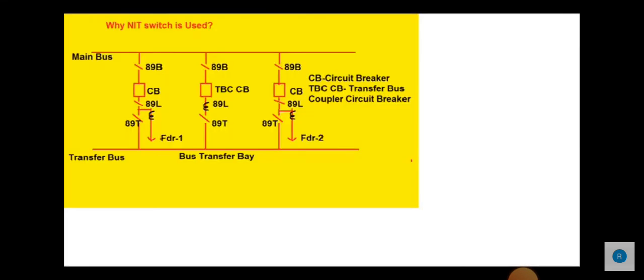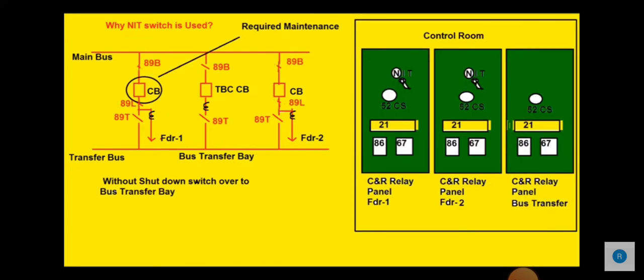Now, to understand the uses of the NIT switch, let us take a simple example as shown in this single line diagram. Here are 2 feeders and one bus transfer bay. There is one main bus and one transfer bus. Feeder 1 is supplying power through closing of 89B and 89L and closing of the circuit breaker of its own bay. 89B is the main bus side isolator, 89L is the line side isolator, and 89T is the transfer bus side isolator. Now, for maintenance purposes, the CB requires shutdown.